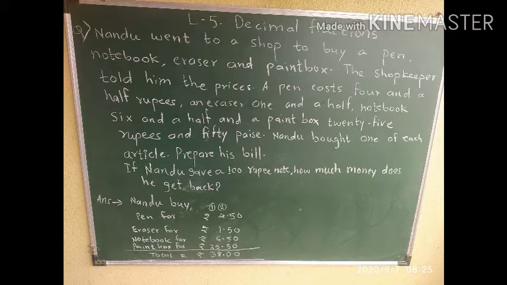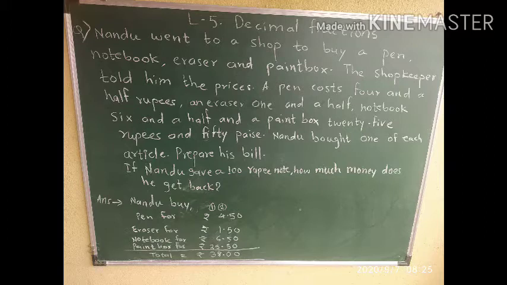Nandu bought one of each article. Prepare his bill. If Nandu gave a 100 rupees note, how much money does he get back? Now we can write it properly in decimal format. Nandu buys a pen for 4.5 rupees, meaning 4.50, eraser for 1.50, notebook for 6.50 and paint box for 25.50.